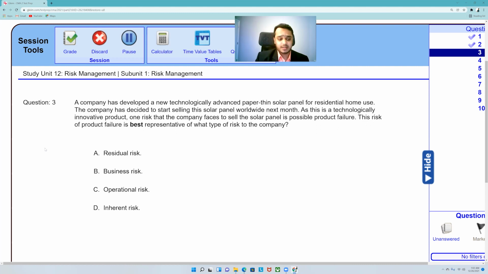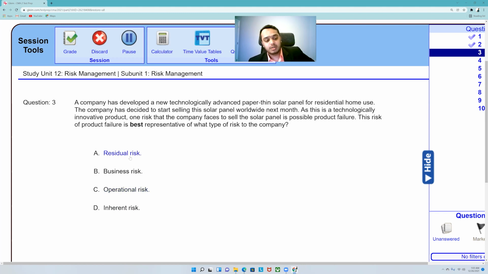Residual risk, business risk, operational risk, inherent risk? So I know the answer here. See here, what he is telling is there are chances that the product may fail to work. You put that solar panel on your roof, and that may fail. So it's nothing but your operations are failing. The main essence which you are making, that product itself is failing. That's a possible risk, so it should be operational risk.